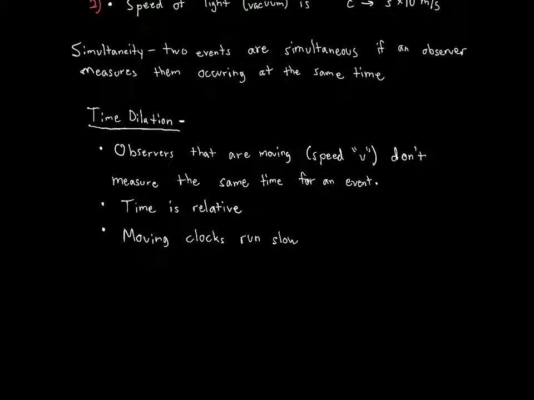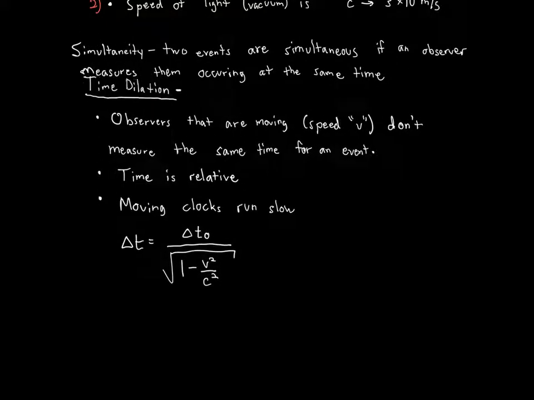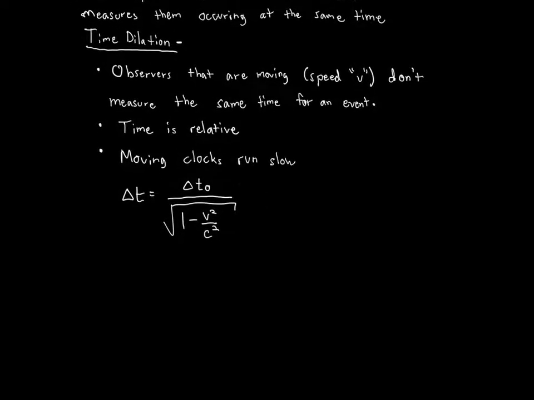And we can quantify this with an equation. The equation for time dilation tells us change in t is equal to change in t naught divided by the square root of 1 minus v squared over c squared. And we can do some simplifications of this, and we can define what all these variables actually mean.